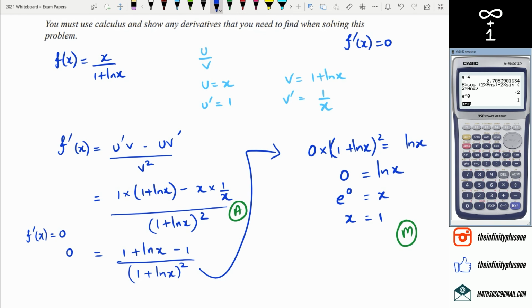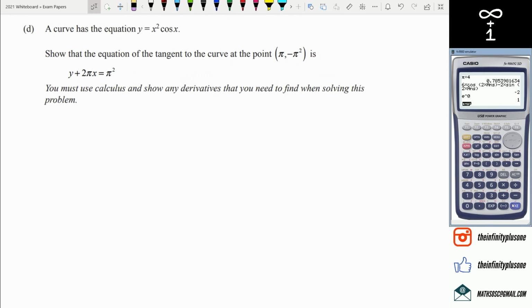Awesome, guys, good pace. So let's go to the next question. Cool, so the next question, what we have got here is an equation, and we've got to try and find the equation of the tangent for that particular one.